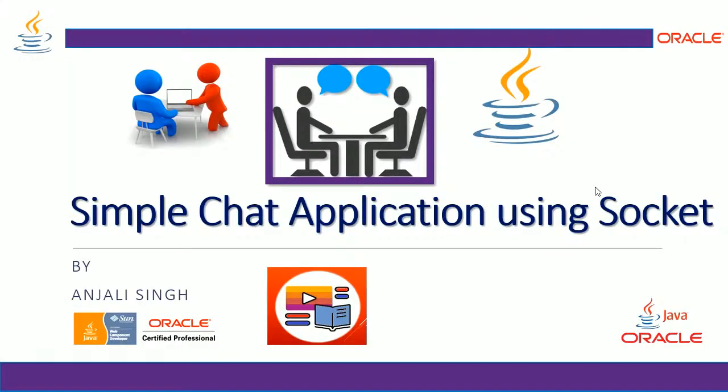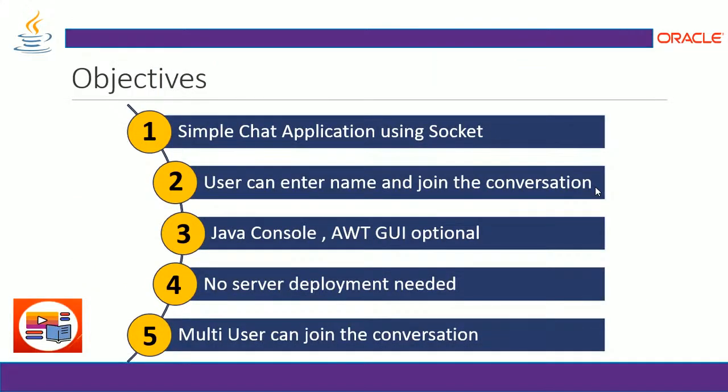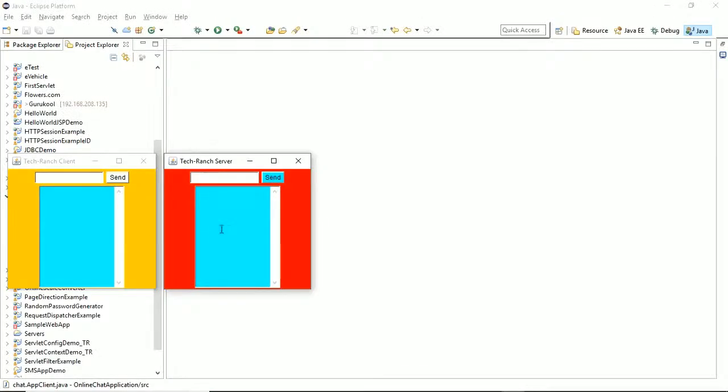TechCrunch presents a simple chat application using socket programming. This particular application is implemented with 5 steps. Simple chat application using socket. User can enter the name and join the conversation from the server and the client, Java console, and AWT. So the red window is the server and the yellow window is for the client. So it works like this.